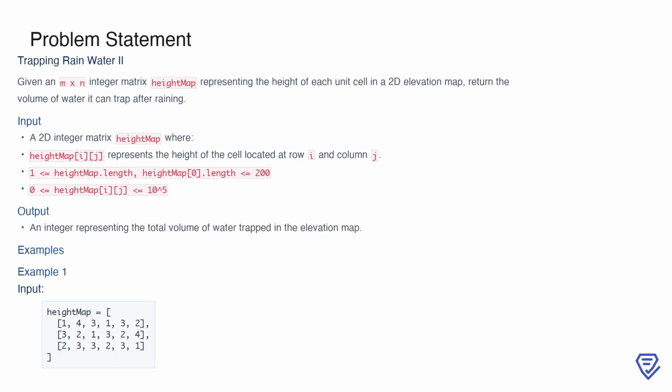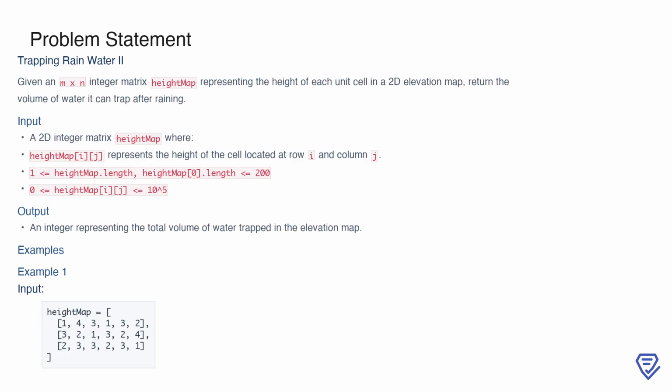The problem we are tackling is called Trapping Rainwater 2. Imagine we have a 2D elevation map represented as an M by N matrix called heightMap. Each cell in this matrix has a value that represents the height of the terrain at that location. After it rains, water can collect in the low-lying areas surrounded by higher elevations. Our task is to calculate the total volume of water that gets trapped on this elevation map.